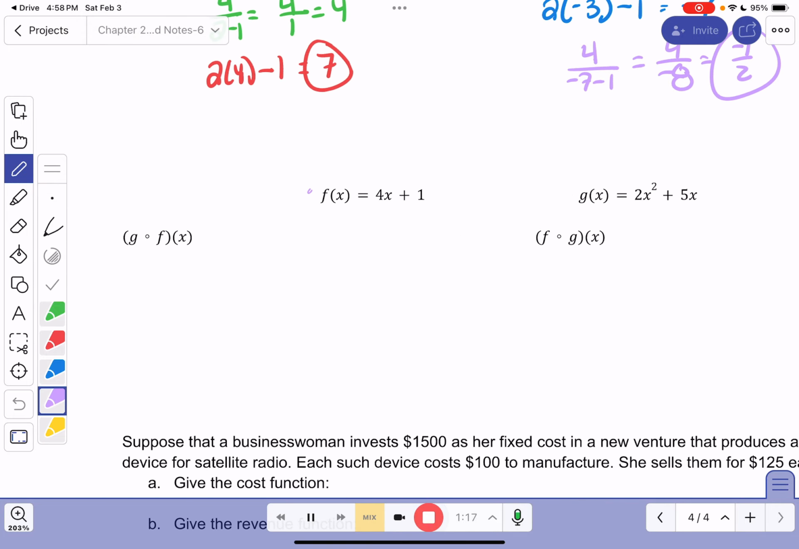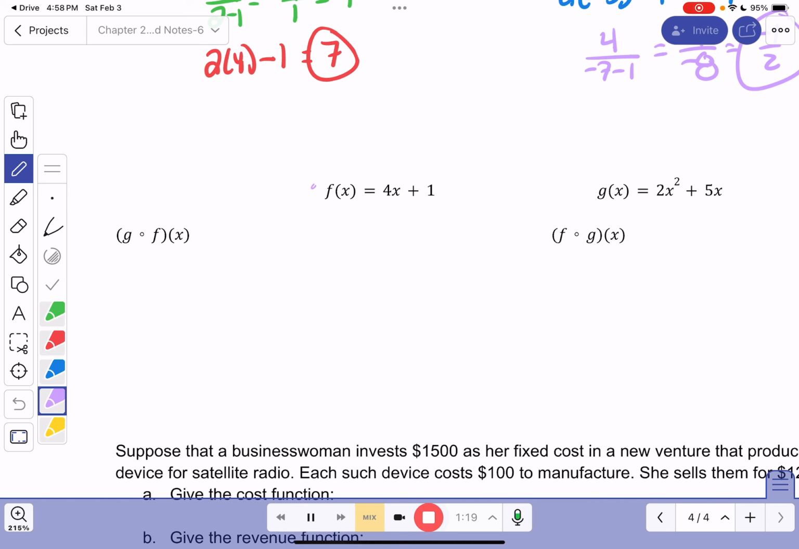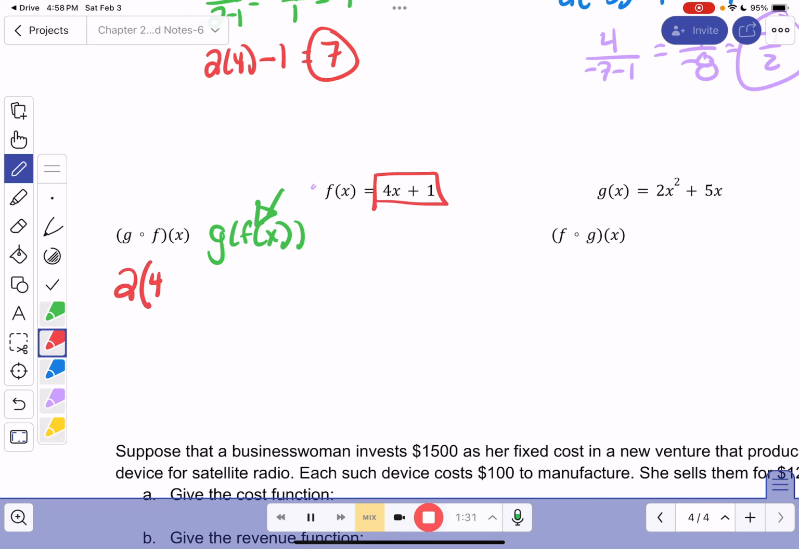All right, let's check these out. Same thing with the x. So g circle f is telling us g of f of x. So wherever we see the x in the g, we're going to put this whole term. So g is 2x squared, so instead of x, I'm going to do 4x plus 1. And then plus 5x, I'm going to do 4x plus 1 again.